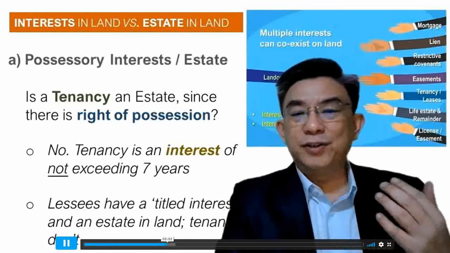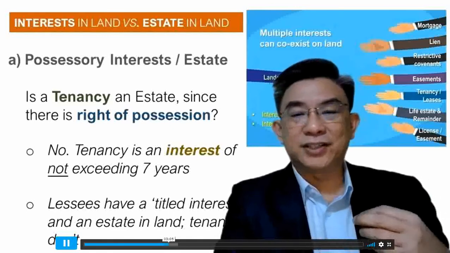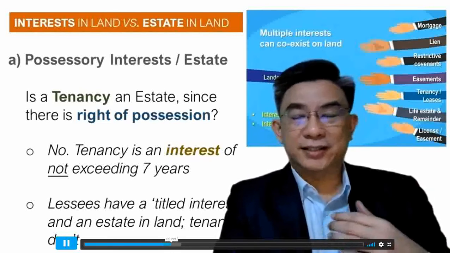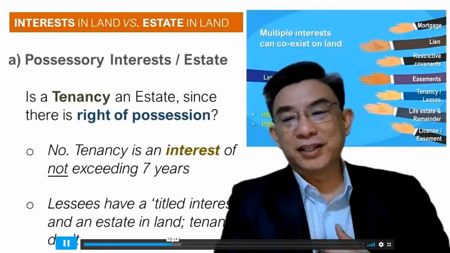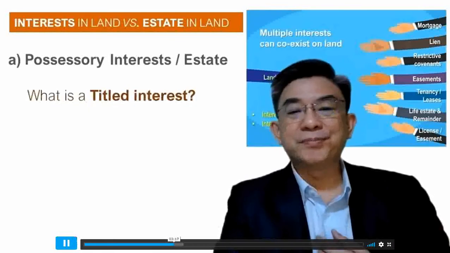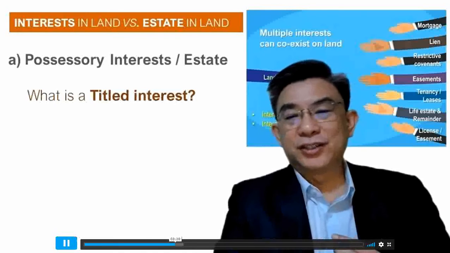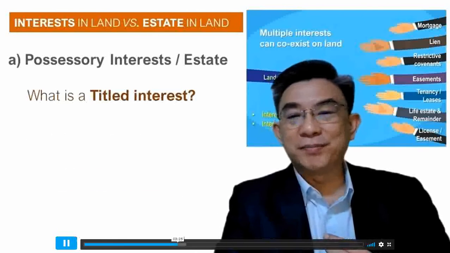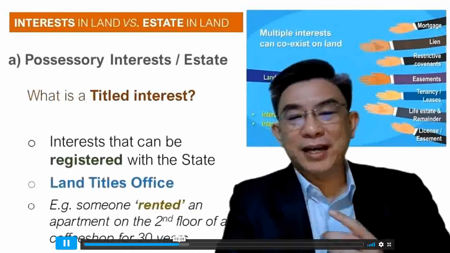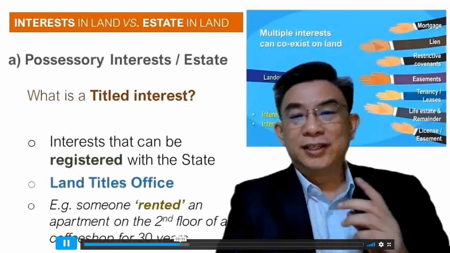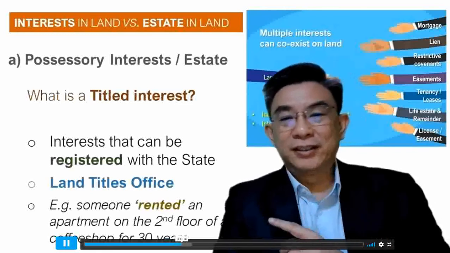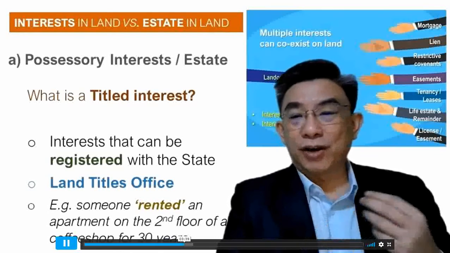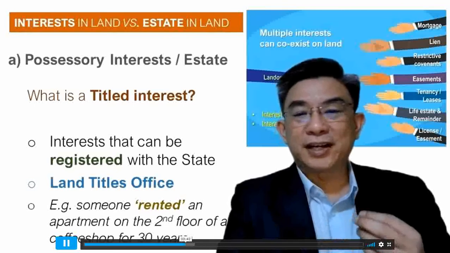If you have an interest over a land, such as a lessee, and your right of possession actually exceeds 7 years, that's a different thing. You're called a lessee, so you're the owner. What is a titled interest? Meaning your name will then appear in the title. That is a more interesting part. It means that your interest can be registered into the title. So you will have to engage a lawyer and register your interest with the Land Titles Office.